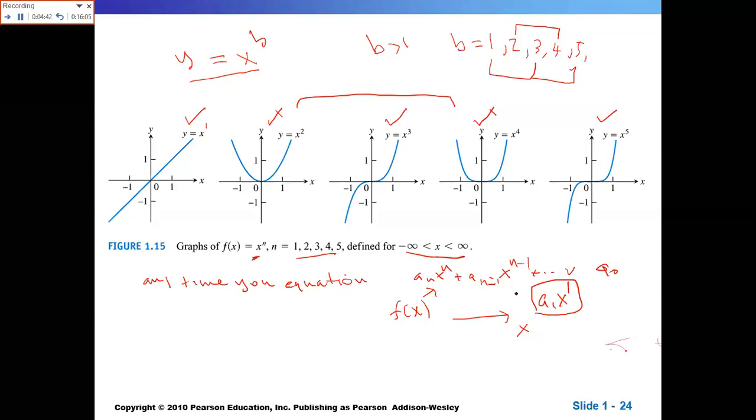Now, how are we going to get, let's say, y equal to x cubed, f of x equal to x cubed? How are we going to get it?